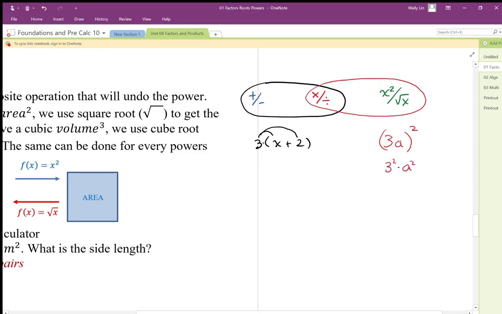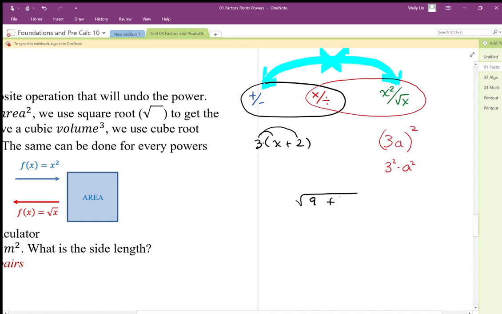What can't be done, and this is very important, is between addition, subtraction, and powers. These are not compatible. So we have to be very, very careful, and I'll give you an example of that.